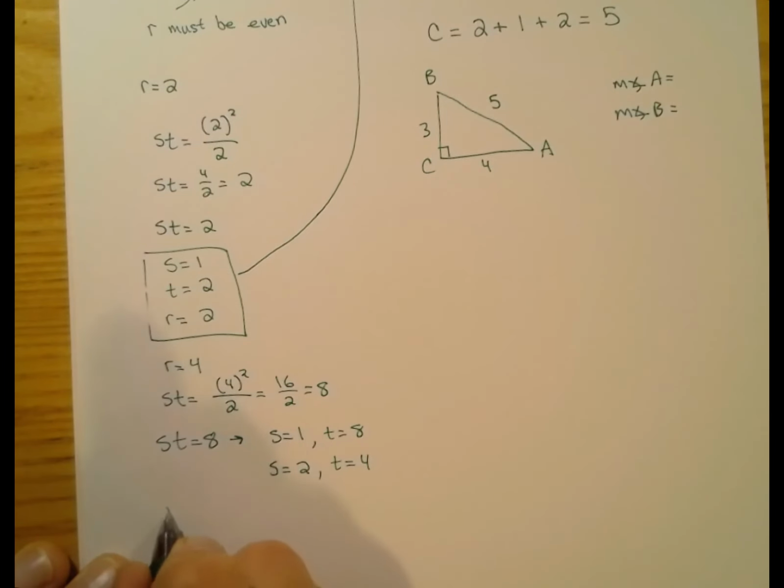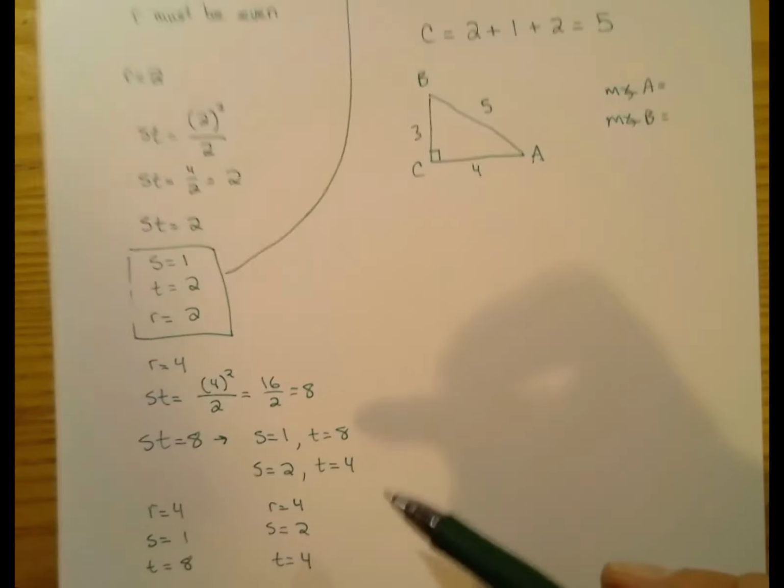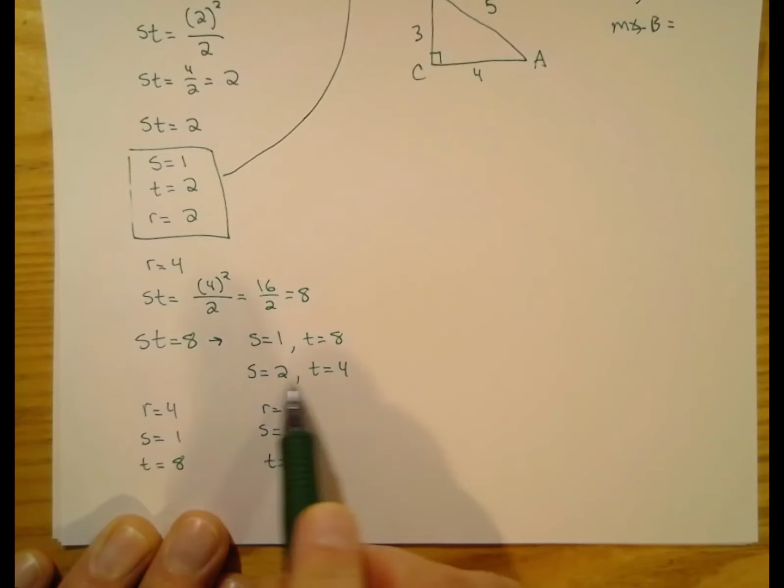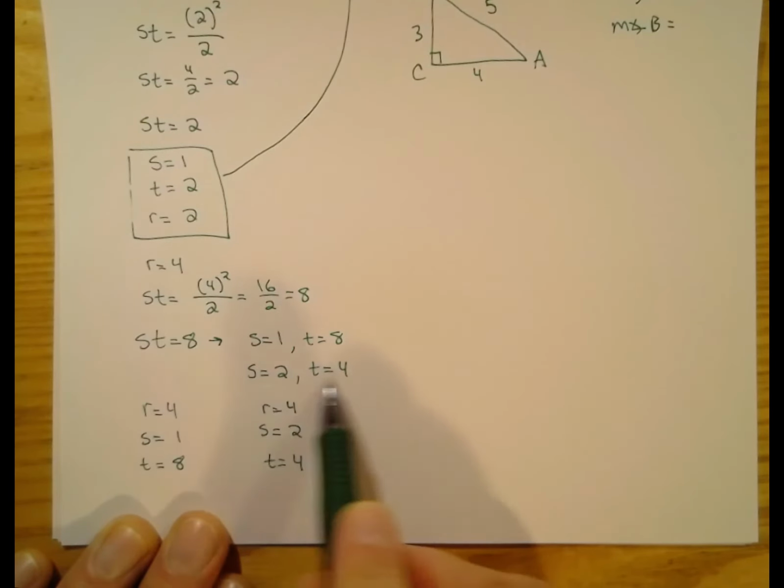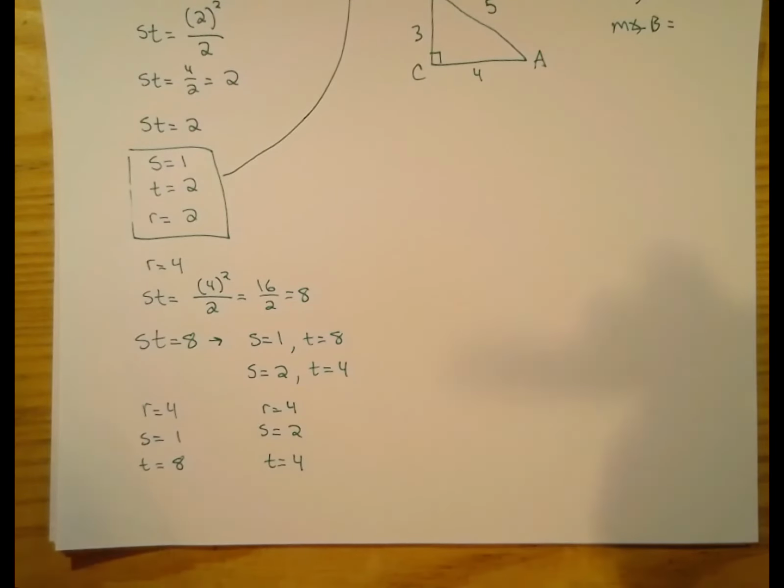So we have R equals 4, S equals 1, T equals 8. That's going to generate a Pythagorean triple. And then R equals 4, S equals 2, T equals 4. That's going to generate a different Pythagorean triple. Now I will say that if you have things that can be factored out of your 2 factors, your 2 S and T's, it's not going to be the lowest Pythagorean triple, and we'll see that in 1 second.